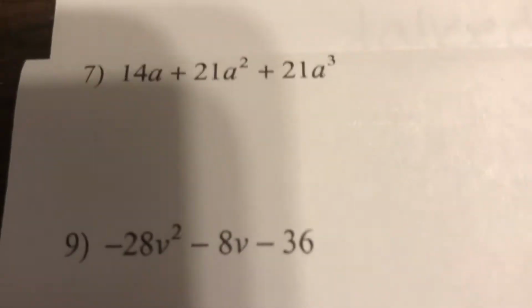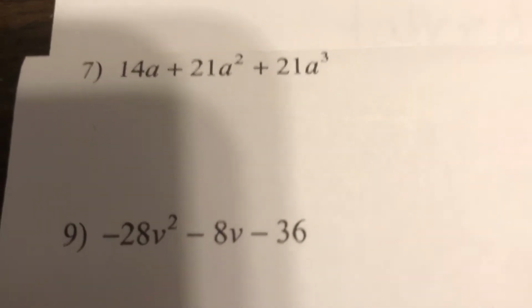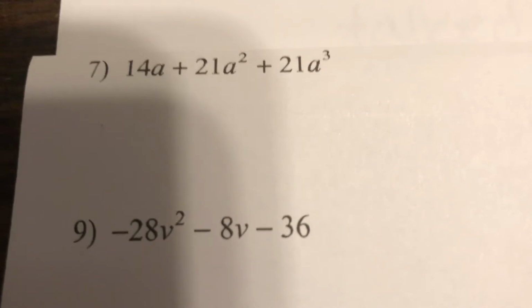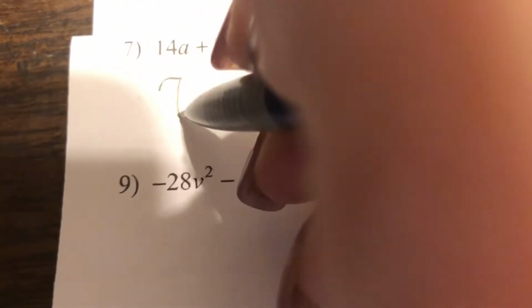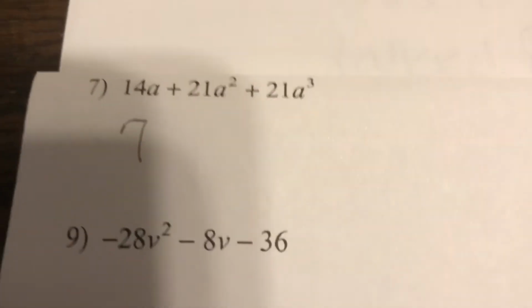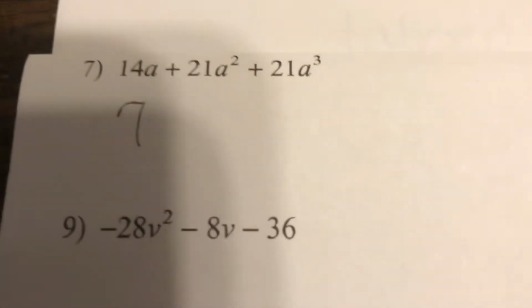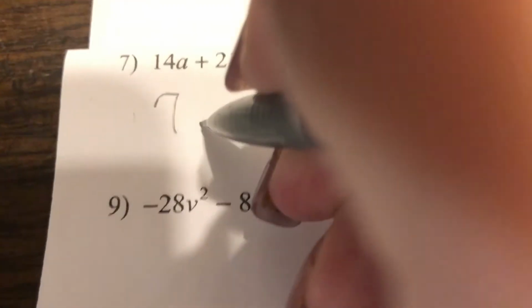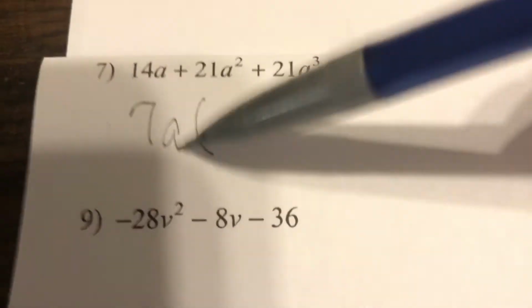But if you look at this one, it's 14a plus 21a squared plus 21a cubed. Well, when I look at 14, 21, and 21, the first thing that I see that they have in common is a 7. So I'm going to pull that 7 out. And then I look at them and I see that they all have an a. So I'm going to go ahead and pull that a out also. So then I look at 7a and 14a.